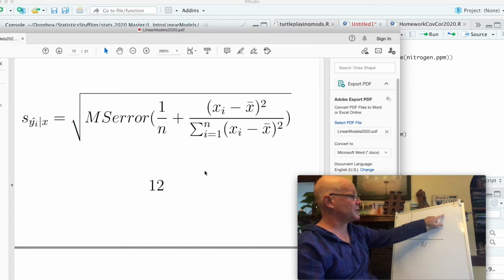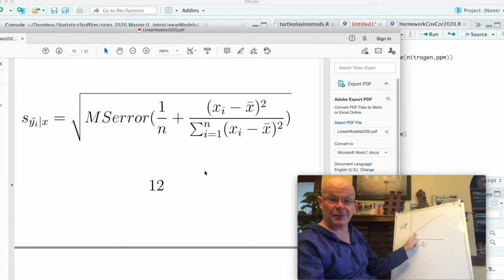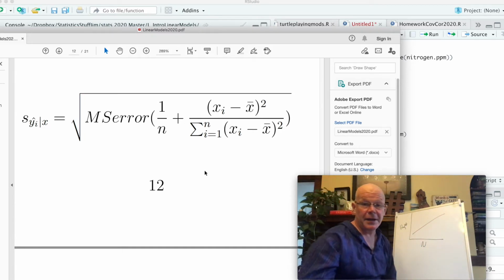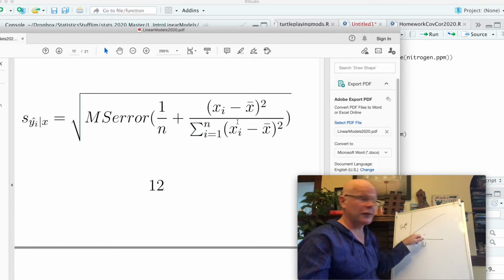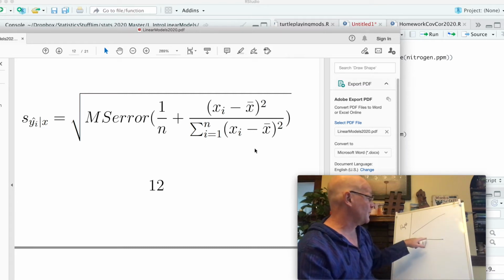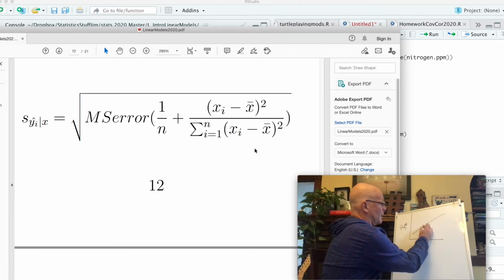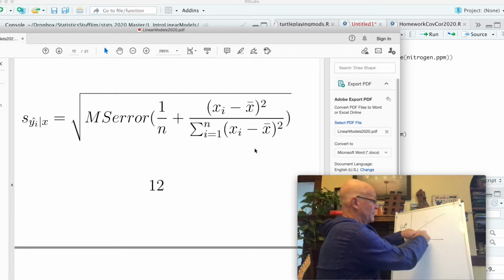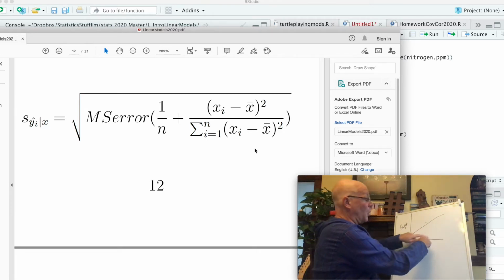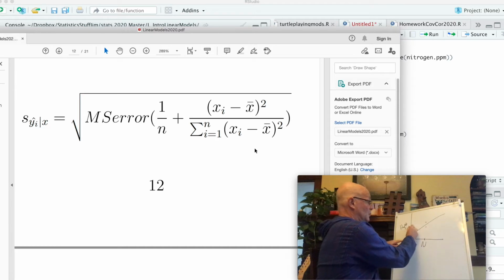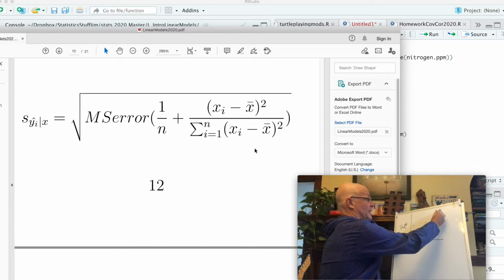This is our prediction, right? So everything on this line is a predicted value. But you can see that the error, the uncertainty around that, is going to get larger and larger as we get away from the mean of x. So if the mean of x is here, we're going to expect our standard error to be smaller than if we go out here away from the mean. If that's the mean of n, we're going to end up with larger errors.